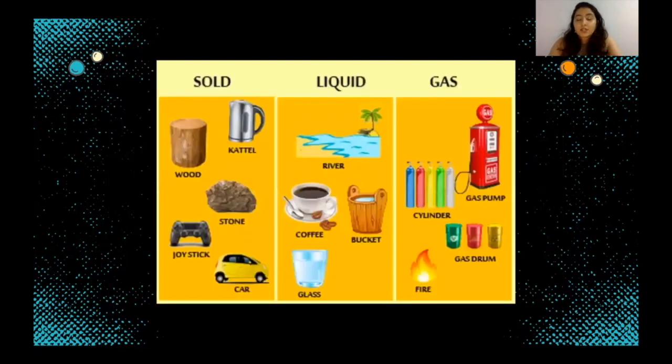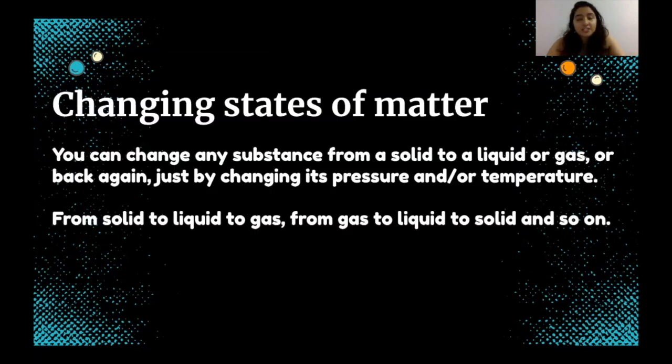These are examples of solid, liquid, and gas matter that are around us every day. Examples of solids are wood, stone, and a car, and examples of liquids are a river, coffee, water in a bucket, even juice that we drink. And examples of gas can be those in a cylinder, in a pump, and even fire. There are changing states of matter, and we can change any substance from a solid to a liquid or a gas, or back again, just by changing the pressure and/or temperature that surrounds the object at that time. From solid to liquid to gas, from gas to liquid to solid, and so on.